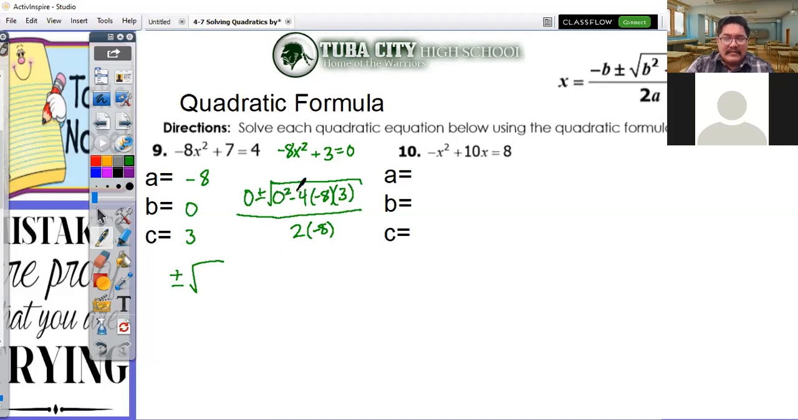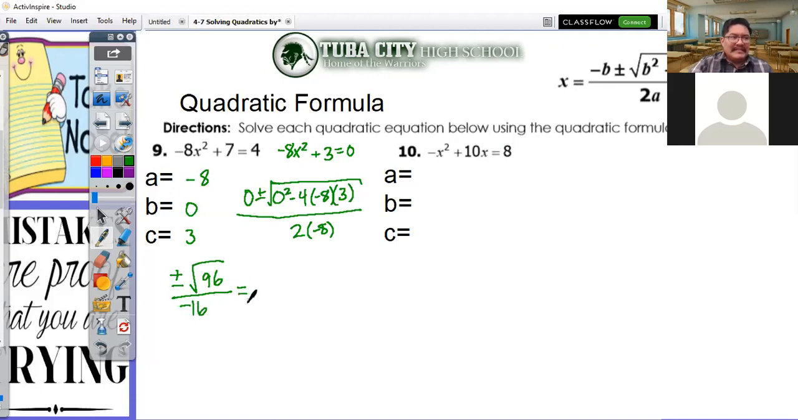And let's see, we have -4, -8, so we have 2 negatives. That's going to make it positive. So let's just go 4 times 8 times 3. I don't know if there's a best way to do this. Okay, 4 times 8 is 32. 32 times 3 would be 96. And again, that 0 just drops everything out, and this would be over -16.